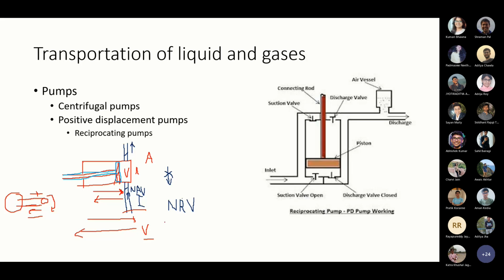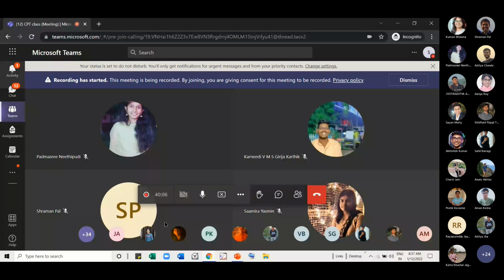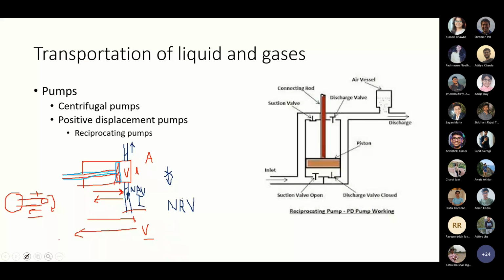Students, you all understood how this reciprocating pump works? Are you able to hear or disconnected? Yes, sir, we can hear it. Okay. Right. So that's about reciprocating pumps.